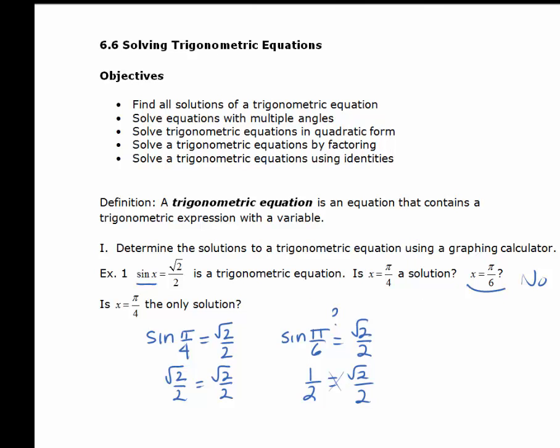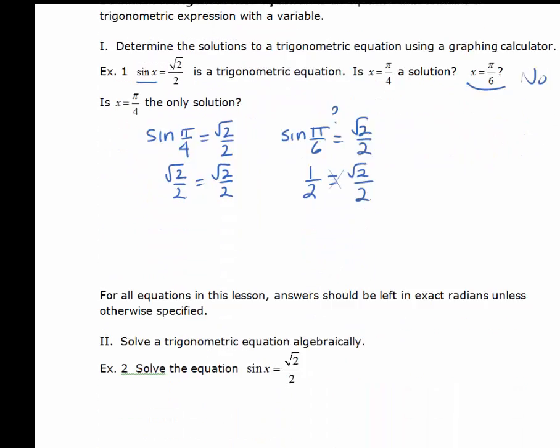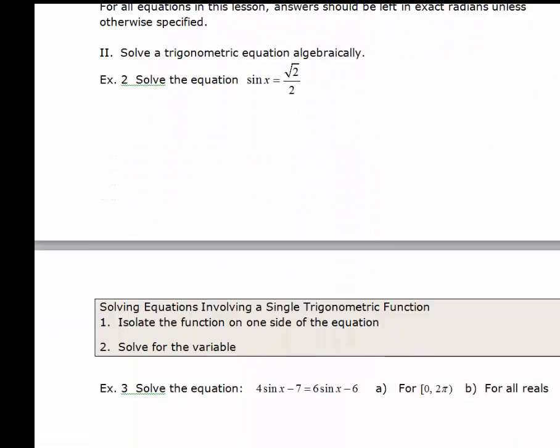So let's come down and actually solve this algebraically. This is the same exact equation that we just had, and it says to solve the equation sine x equals the square root of 2 over 2. So the first thing I want to do is find values from 0 to 2 pi. And we'll do that first.